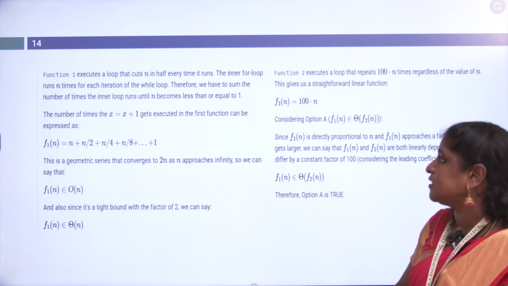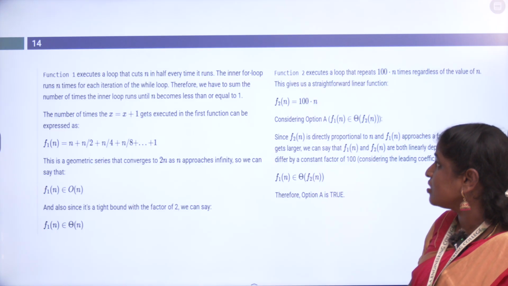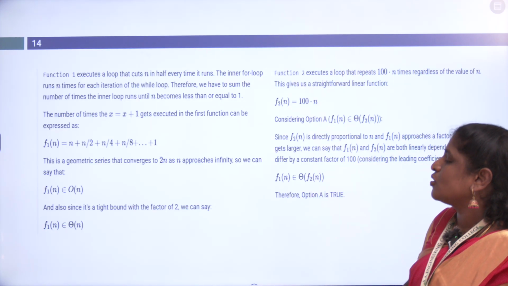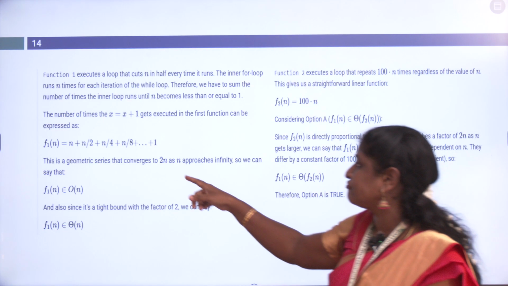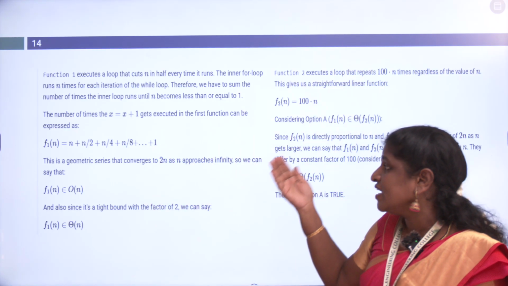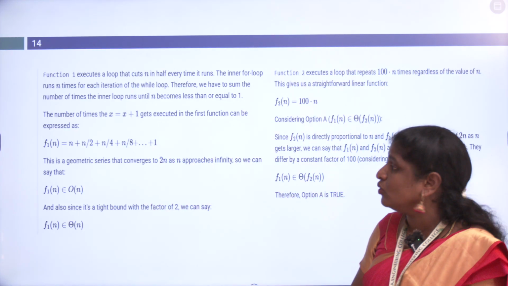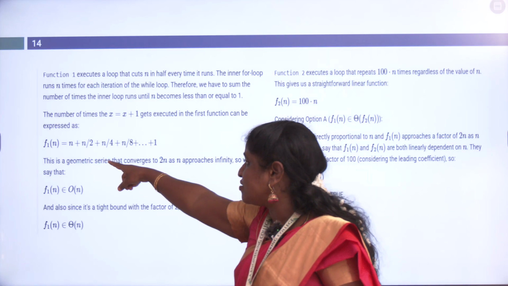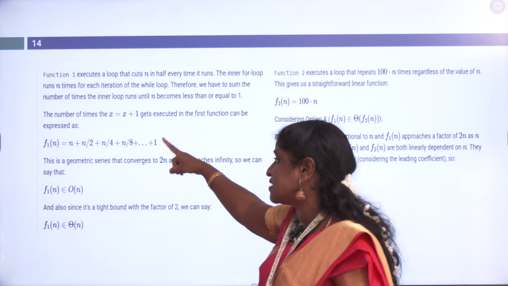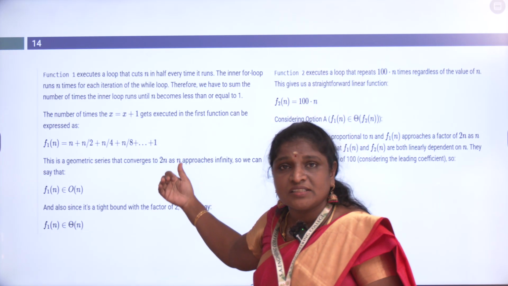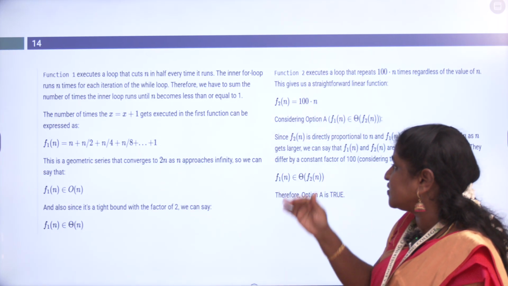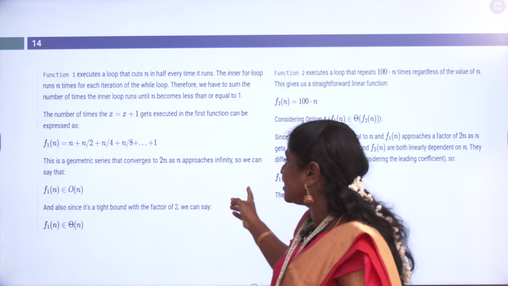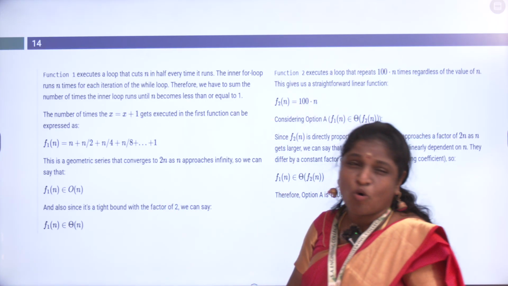So in the first option, function 1, f1 of n will take time each time n is divided by 2, so f1 of n takes time n plus n by 2 plus n by 4 plus n by 8. So this comes under the geometric series. For that, we are going to assign the notation big O of n.